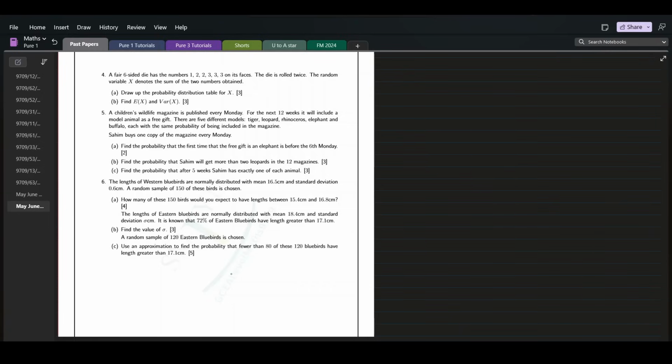Alright, so let's move on to question number 4. A fair six-sided die has the numbers 1, 2, 2, 3, 3, 3 on its faces. The die is rolled twice. The random variable X denotes the sum of the two numbers obtained. Part A, draw up the probability distribution table for X.